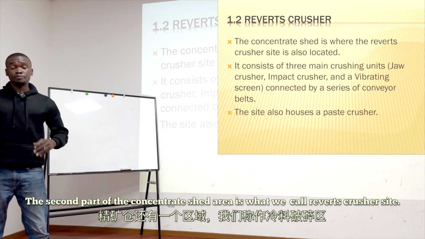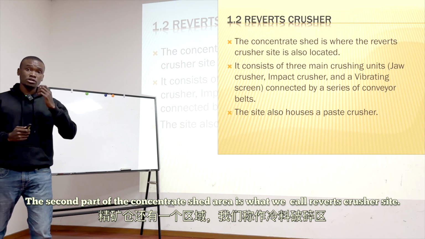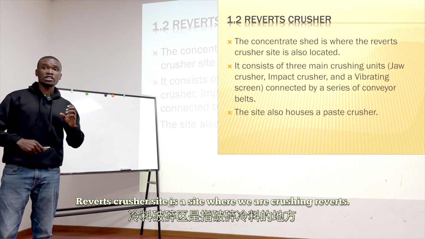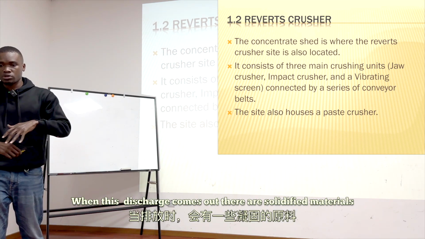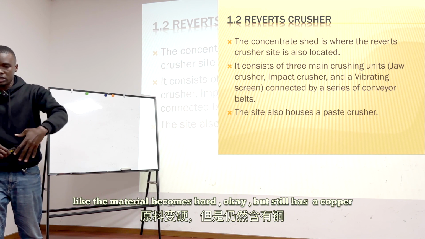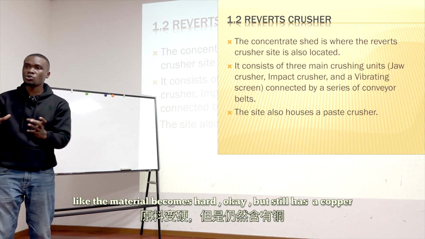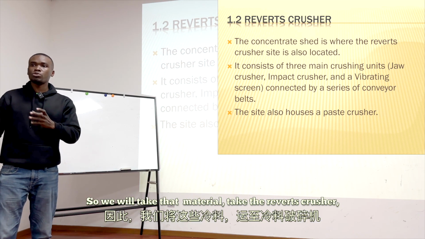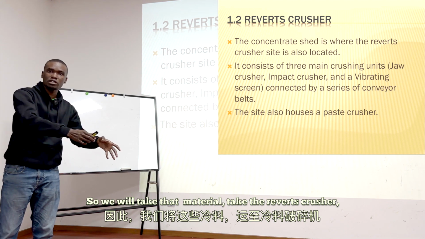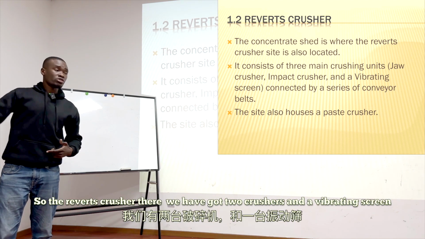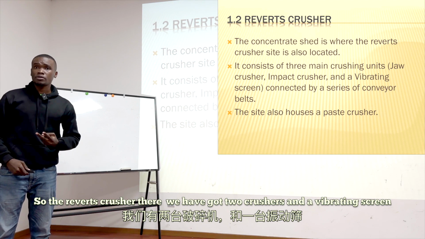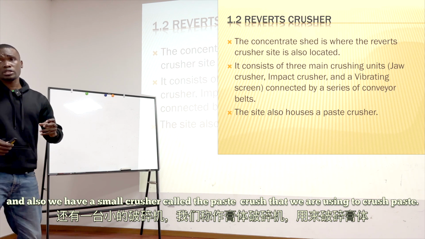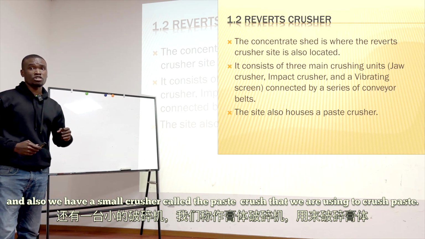The second part of the concentrate shed area is what we call the rivets crusher site. The rivets crusher site is a site where we are crushing rivets. When the discharge comes out, there are solidified materials, where the material becomes hard, but still has copper. So we cannot throw it away because it's what we want. So we will take that material to the rivets crusher, crush it, and feed it into ISA again. At the rivets crusher, we have got 2 crushers and a vibrating screen. And we also have a small crusher called the paste crusher that we are using to crush paste.